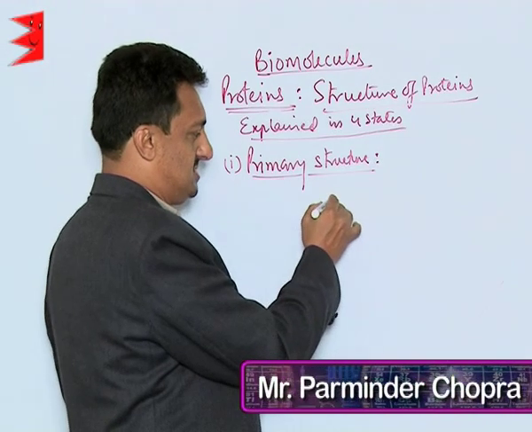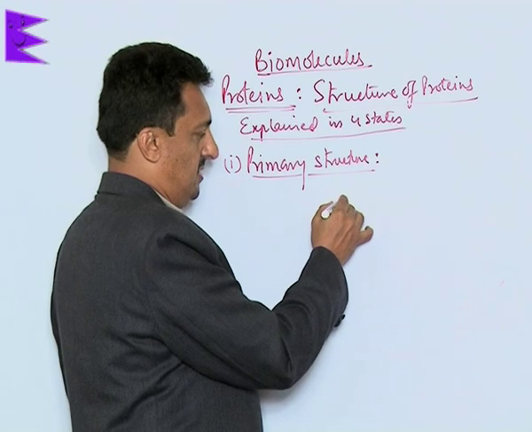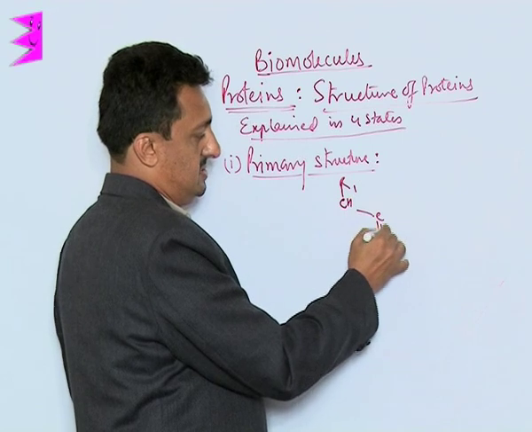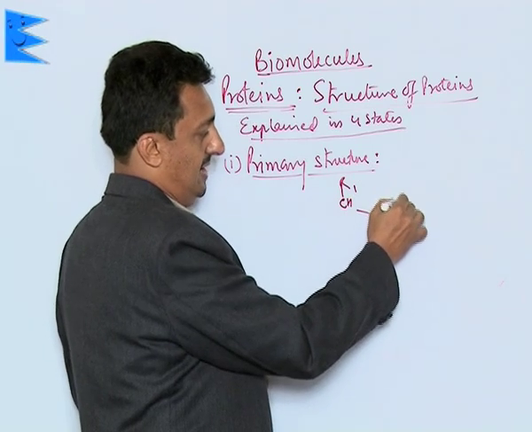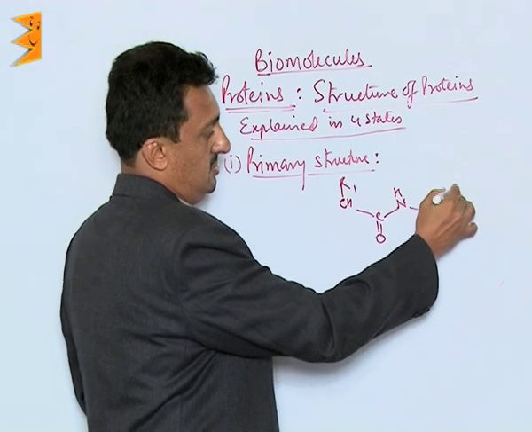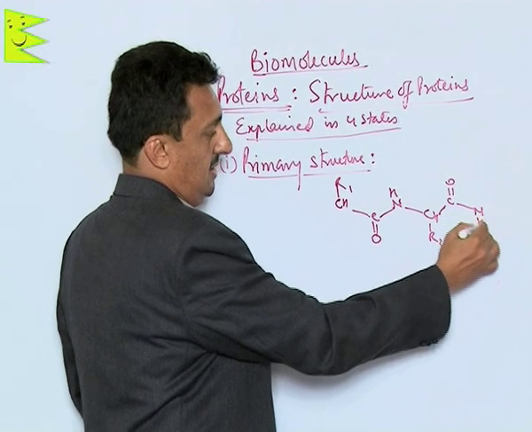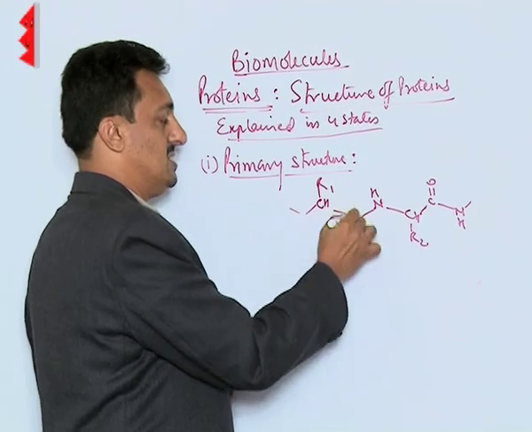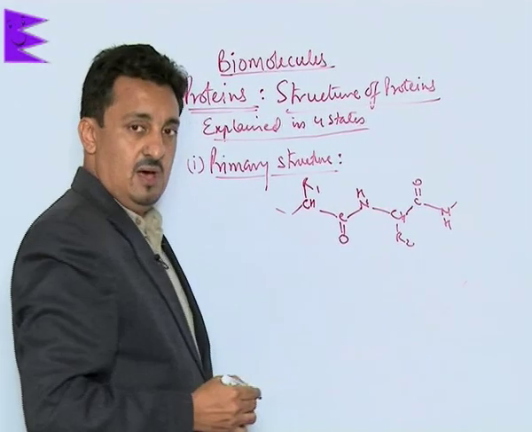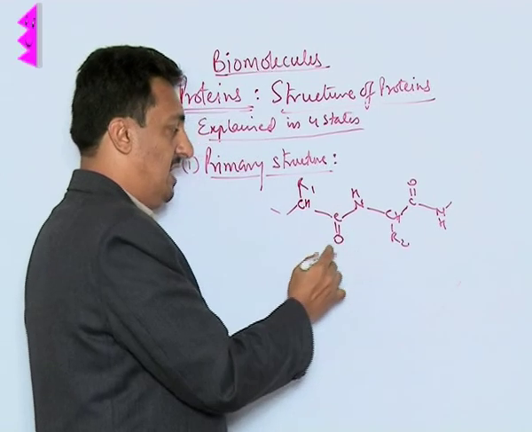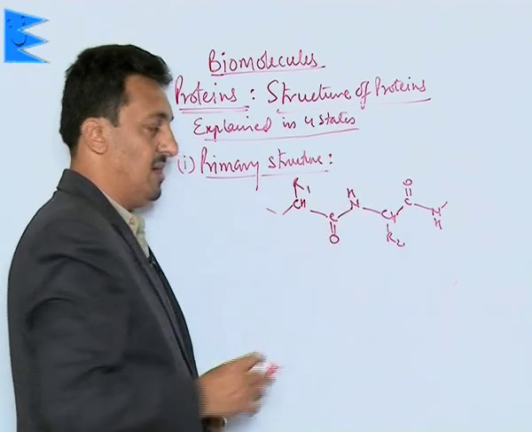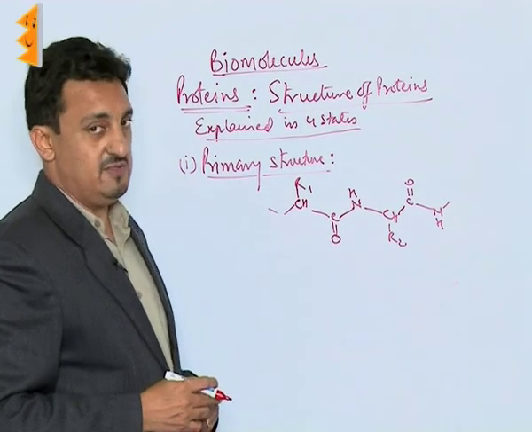So I can give you this structure, like if we have CHR1, C double bond O, NH, CHR2, C double bond O, NH. So it's like this. This polypeptide chain is like a jigsaw puzzle, a zigzag chain, in which we have one amino acid lying one after the other, and this is how the long chain formed is called the primary structure of proteins.